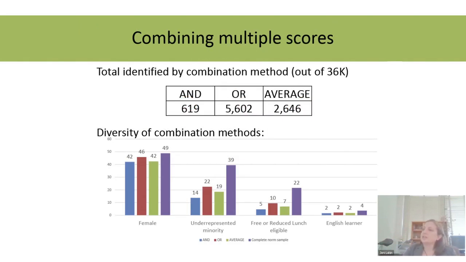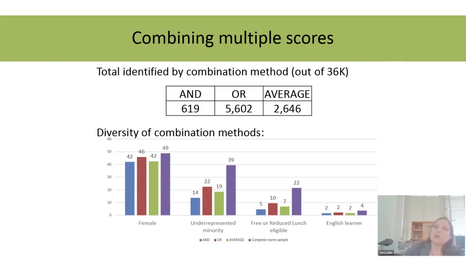So we looked at some COGAT data to see what the impact of these combination scores was on identification. And you can see that there's a huge impact on the number of students identified, almost an order of magnitude. Almost 6,000 students identified under the OR rule, and only 600 identified under the AND rule. And this is using the 3 COGAT batteries. So the AND rule meant you had to have a high score on verbal, quantitative, and nonverbal. The average is more like the composite score, where you can offset a low score in one area with a high score in another. So you can see that average identified a medium number of students.